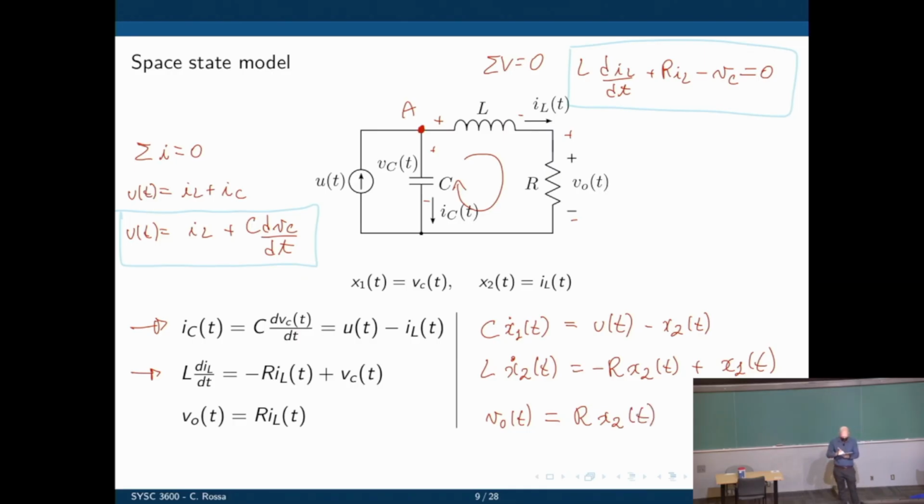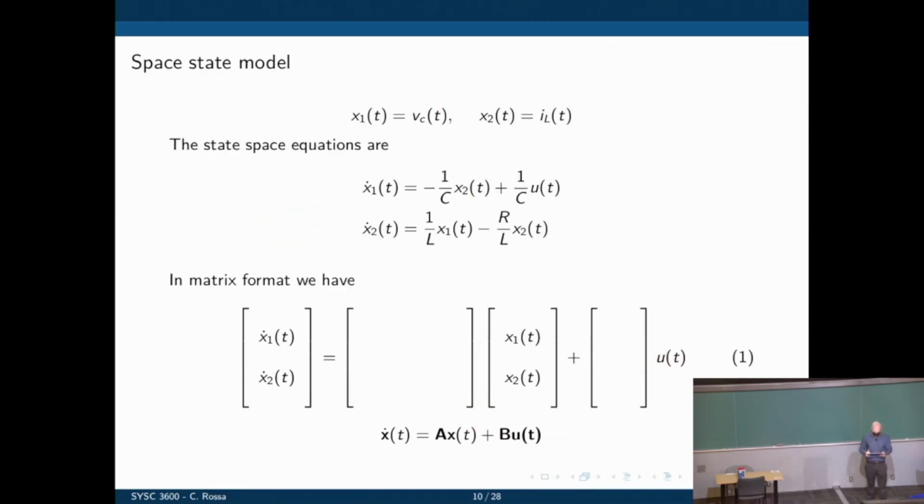Right, so three equations here. These two are the states, and that equation is the output equation. That's what you want to monitor in this particular system. But as I said, it could have been anything. It could have been the voltage across the capacitor. In that case, V0 would simply be x1. Right, but we're evaluating something else here. Okay, so these are the equations we just derived.